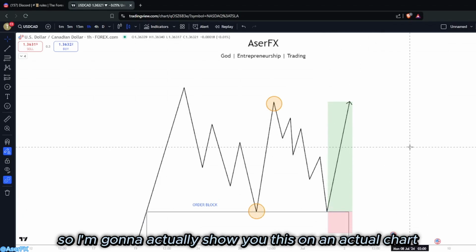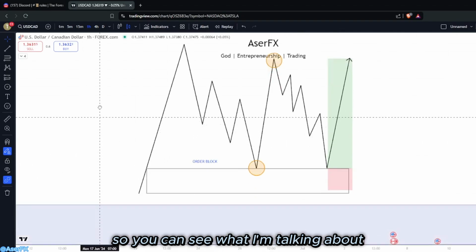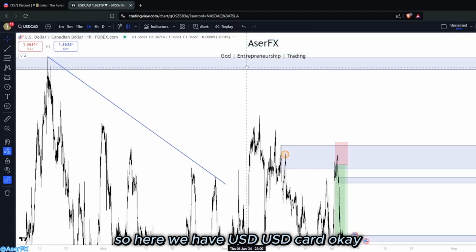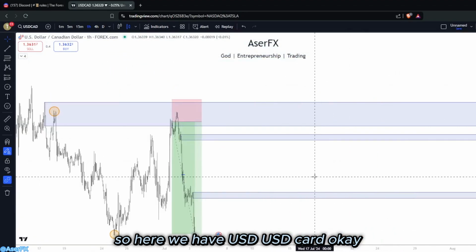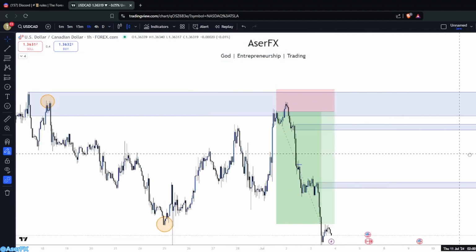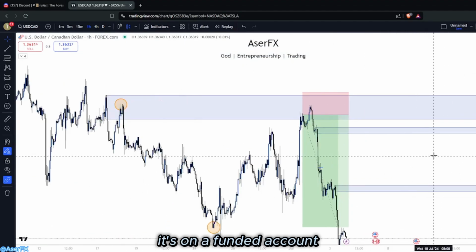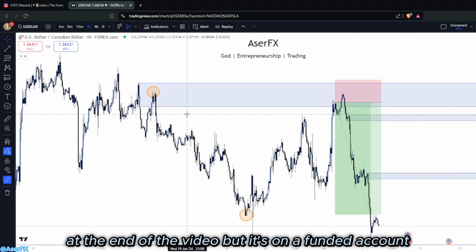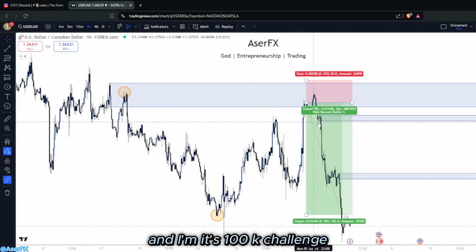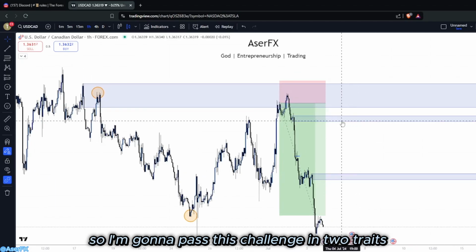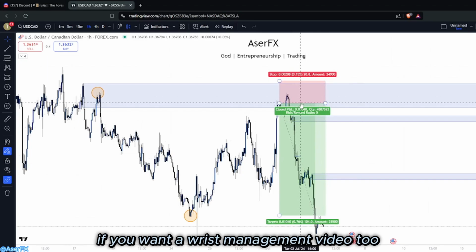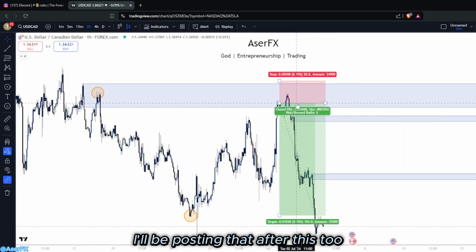All right. So I'm going to actually show you this on an actual chart so you can see what I'm talking about. So here we have USD CAD. Okay. And this is a trade that I took. It's on a funded account. I'll actually show proof of this at the end of the video, but it's on a 100K challenge. So I'm going to pass this challenge in 2 trades. If you want a risk management video too, I'll be posting that after this one too.